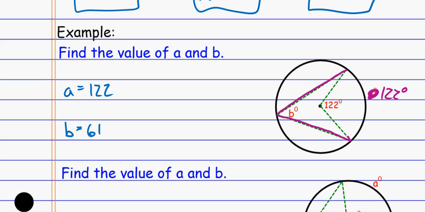And so, again, there's that relationship between the central angle being the same and the inscribed angle being half. And notice those two angles end at the same spot. So the inscribed angle is half of that central angle.